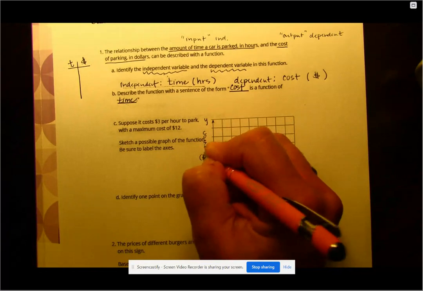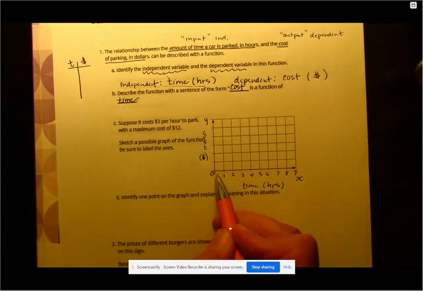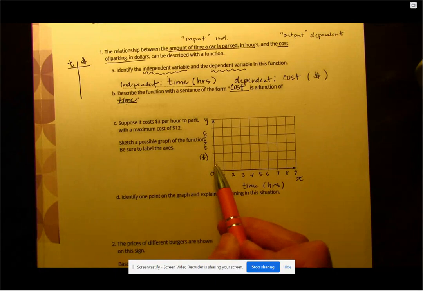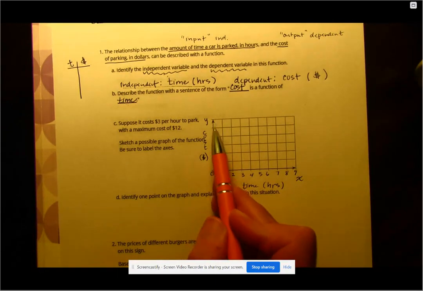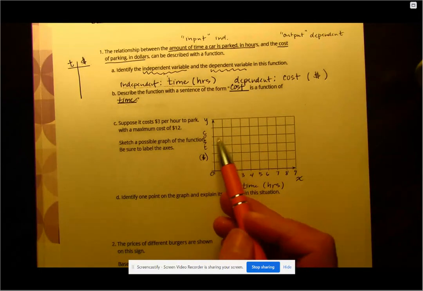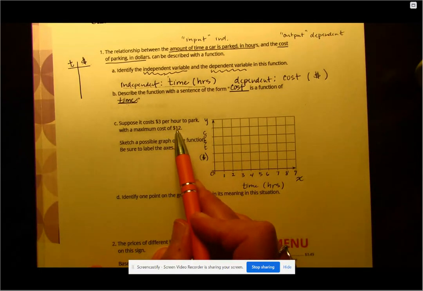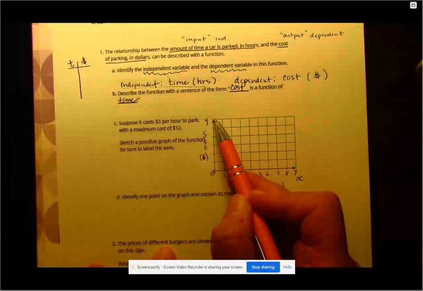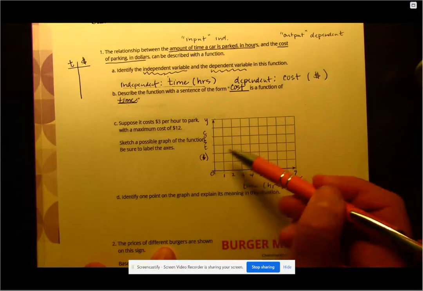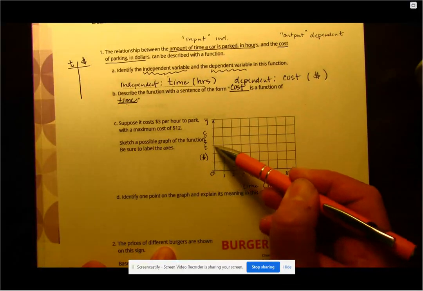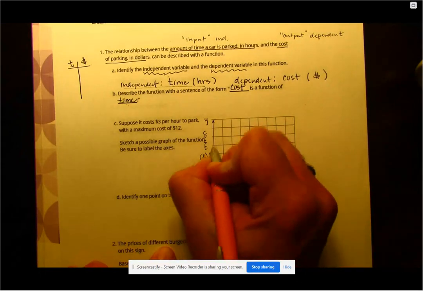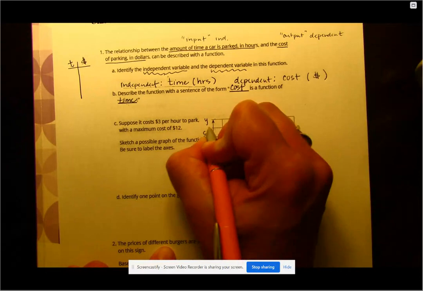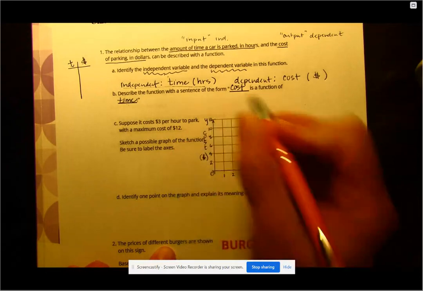And before I label that, let's make sure that we can fit everything, because if we go by 1, we're only getting to $6. So the maximum cost of $12, we need to make sure our graph goes to $12. Let's make equal intervals. 2 is a nice number to count by. 2, 4, 6, 8, 10, 12. So we will have this scale go by 2s. Okay.